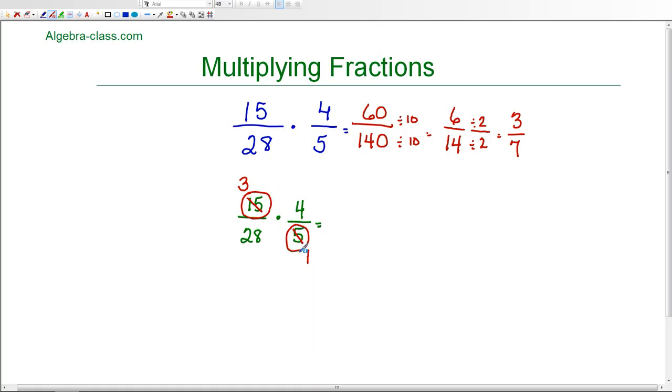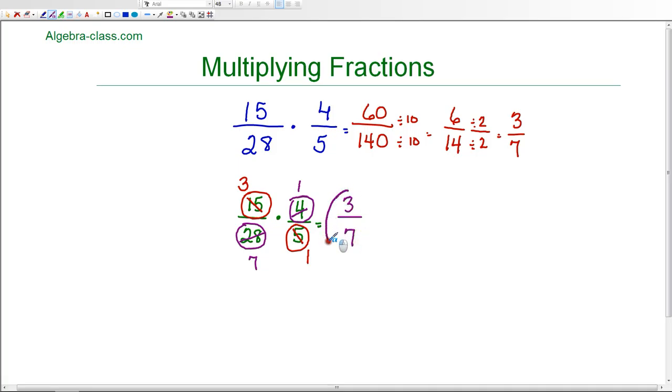And then I want to look and say, okay, are there any other numerators and denominators that can be simplified? And that answer is yes. 4 is in the numerator and 28 is in the denominator, and they're both divisible by 4. So 4 divided by 4 is 1, and 28 divided by 4 is 7. So now I have no other numerators or denominators that have common factors, and now all I need to do is multiply. 3 times 1 is 3, and 7 times 1 is 7.